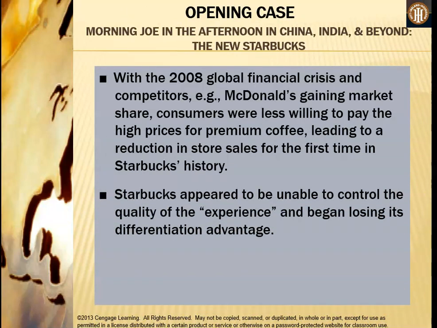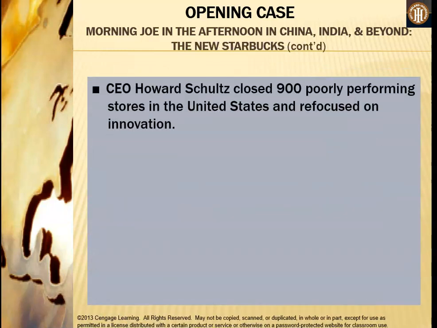The opening case in the 12th edition of the textbook speaks to Starbucks, which is the case that we used for Unit 1. It is titled "Morning Joe in the afternoon in China, India, and beyond: the new Starbucks." With the 2008 global financial crisis and competitors like McDonald's gaining market share, consumers were less willing to pay the high prices for premium coffee, leading to a reduction in store sales for the first time in Starbucks history. Starbucks appeared to be unable to control the quality of the experience and began losing its differentiation advantage.